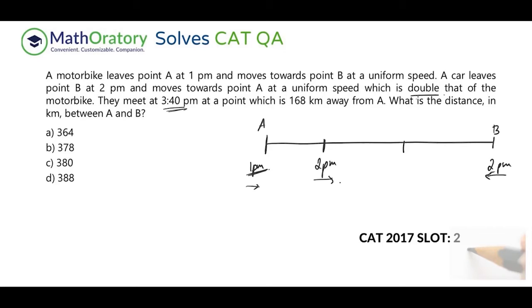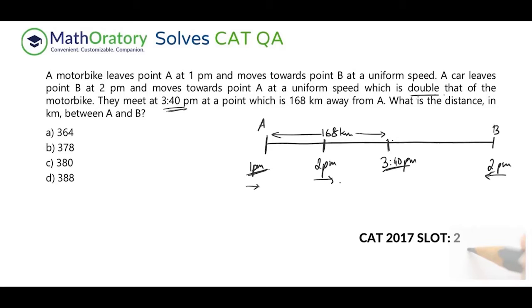Somewhere. Now, obviously, this will be a little closer here because the motorbike is traveling with half the speed of the car. So these two distances will be in the ratio 1:2, of course. So this is 3:40 p.m. Let me keep a mark of that as well. And at a point which is 168 kilometers from A. So this entire thing is 168 kilometers. Great.